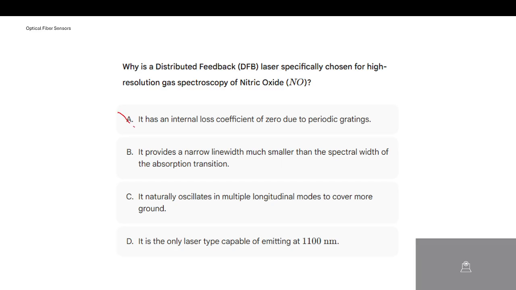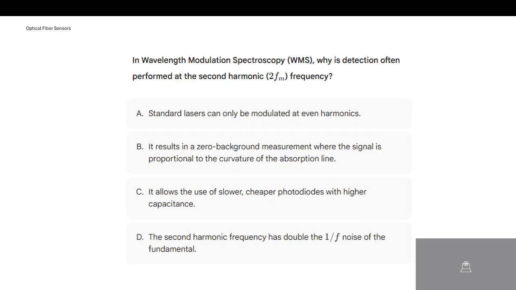So option 1 is not correct here. It doesn't have any internal loss coefficient of 0 due to periodic grating. Option B is the correct one here because it provides a narrow line width which is smaller than the spectral width of the absorption transition. That's why we need to use the DFB laser. Option C is also not correct here, and option D, which says the laser type capable of emitting at 1100, is also not correct.